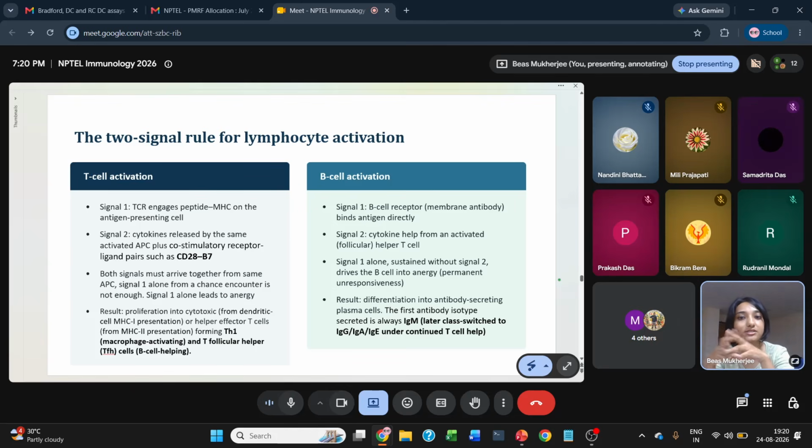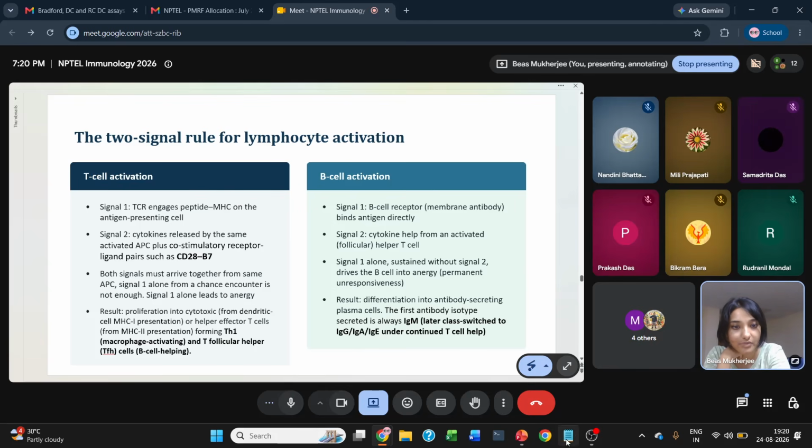Signal 1 alone leads to anergy, and when both the signals come, then differentiation into antibody secreting plasma cells and memory B cells happens. Initially all the B cells are IgM, later they are class switched into IgA, IgE and IgG.